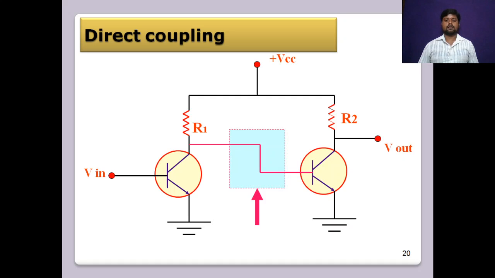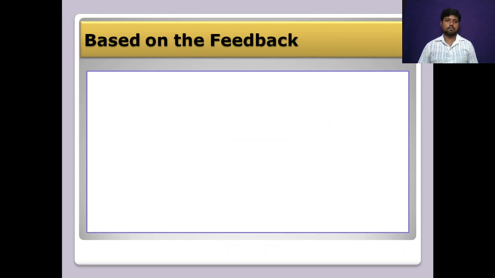Direct coupling. Here in direct coupling there are no coupling elements. The collector of the first transistor is directly connected to the base of the next transistor by using a simple wire. A wire is used as a coupling device here. This is direct coupling.